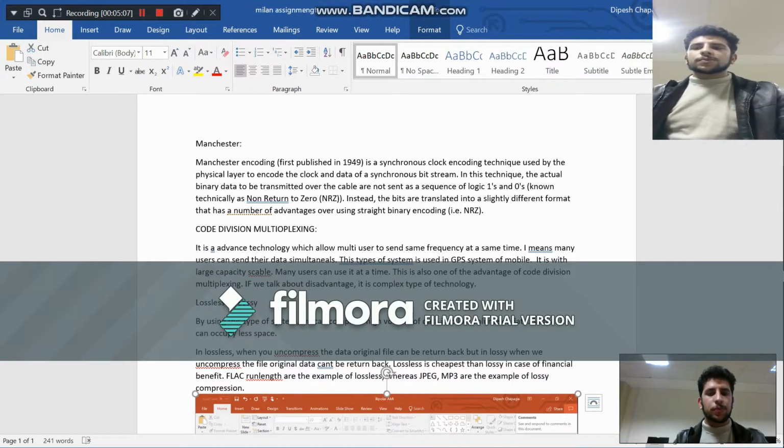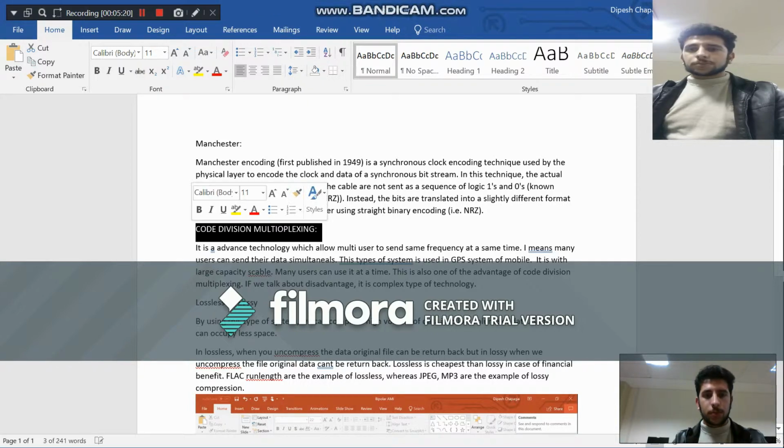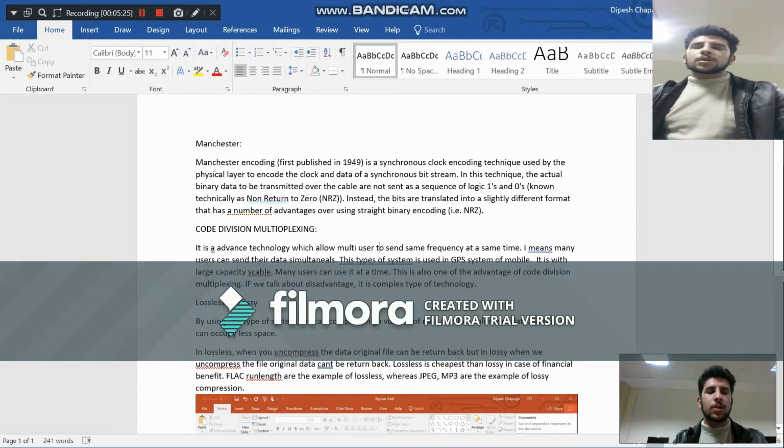This type of system is used in the GPS of mobile phones. It means the global positioning system is used by using this code division multiplexing. It is large capacity and scalable, which is one of the advantages of this type of multiplexing. And if we talk about its disadvantage, it is quite complex to encode with this technology.